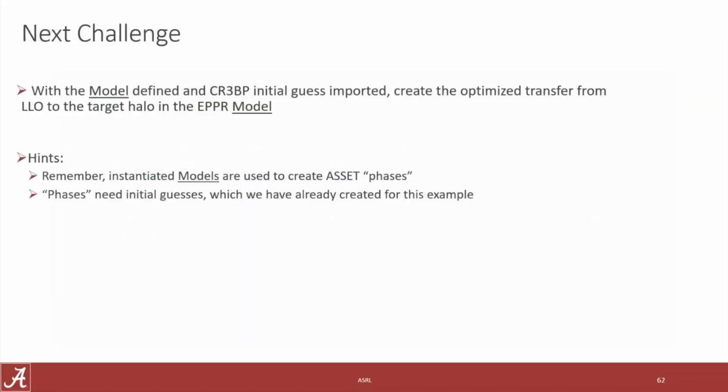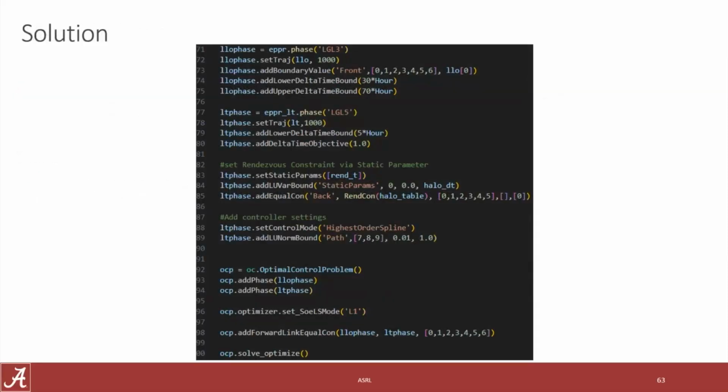So this next challenge that I'll talk through, at this point, especially going through the first 3 examples, is a trivial challenge. It's solve that same problem that you had in the CR3BP in the EPPR. So the hints are probably even just sounding repetitive now: remember, models are used to create ASSET phases. So that's a reminder. You're going to use mixed model instantiations for the 2 different phases. And phases need initial guesses, but a reminder, we're using our CR3BP solution as the initial guess.